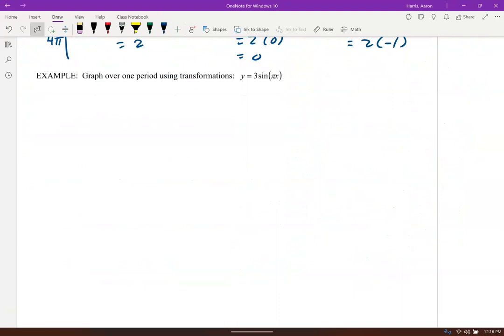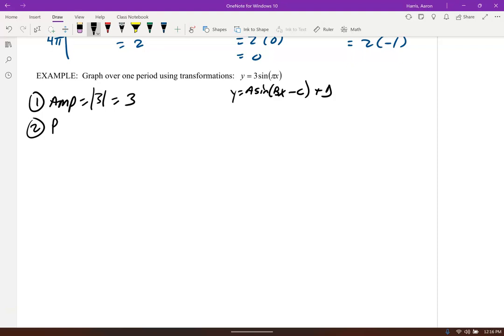All right, here we've got 3 sine of pi x. So I'm thinking about a sine bx. So you see my B here is pi, right? But let's go ahead and start with our amplitude. Our amplitude is 3, so we are vertically stretched again. Number 2, our period here is 2 pi over B. Well, our B here is pi, so 2 pi over pi is 2. Okay. So we got just a period of 2.